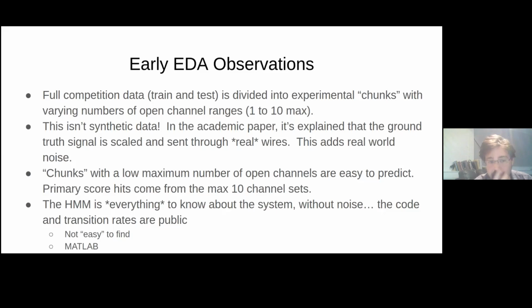And finally, the hidden Markov model, if you know the state, which you don't from just the signal, but the current state of this hidden Markov model is everything to know about the system. It doesn't have any memory behind it. So the simulation code's public, so theoretically you can make your own data and increase the training set.